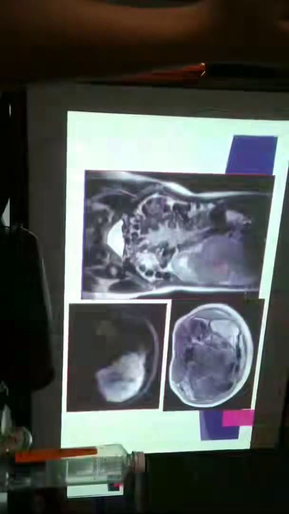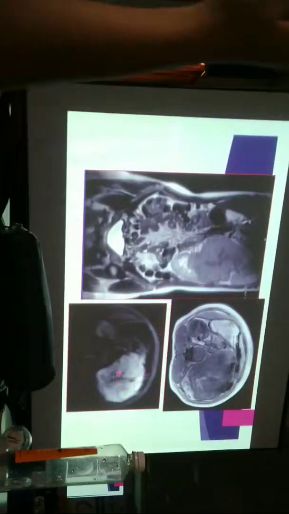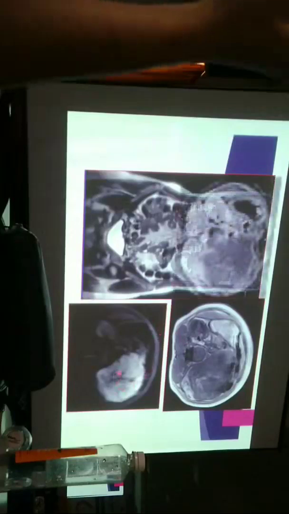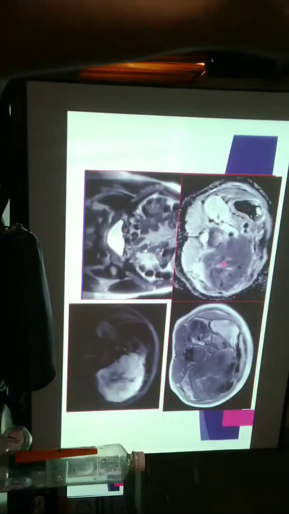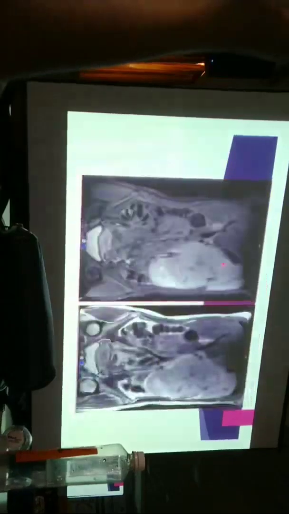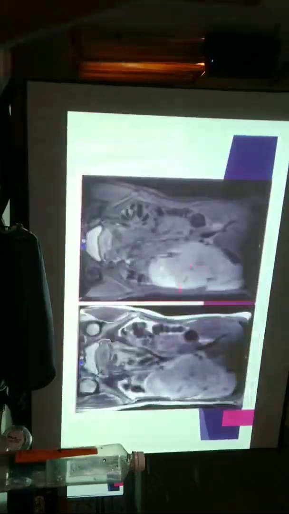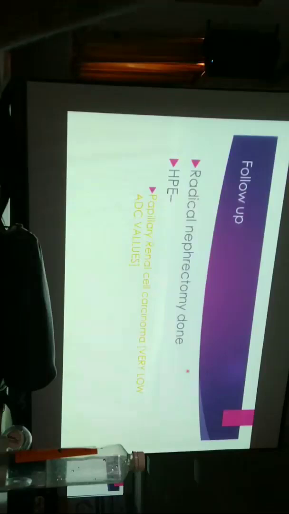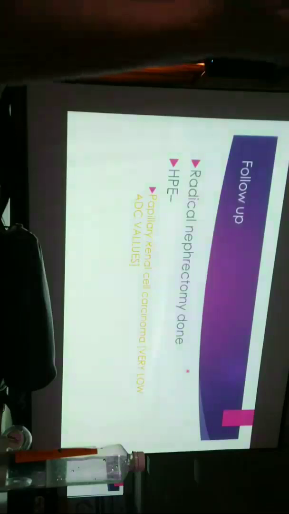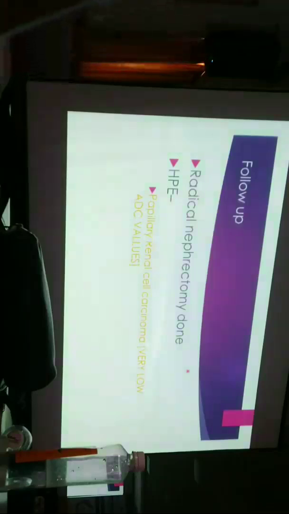This is another case involving the left renal upper pole. The STIR images appear hyperintense. You can see significantly low ADC values, much lower compared to a normal clear cell type. The coronal STIR images and the T2 images show the infiltrative lesion. This was found to be a papillary renal cell carcinoma. The papillary renal cell carcinoma has significantly low ADC values compared to a clear cell type.